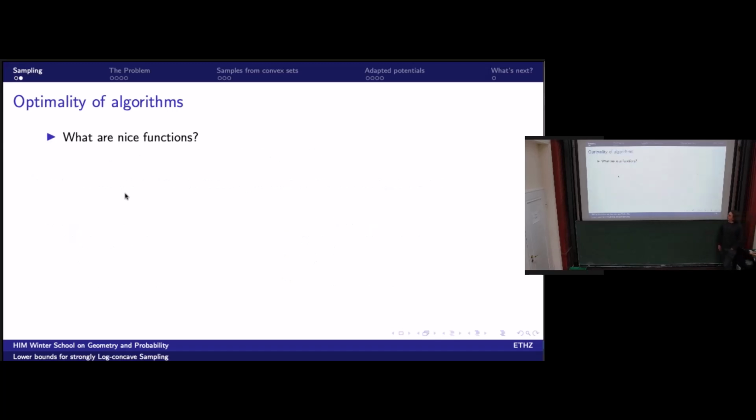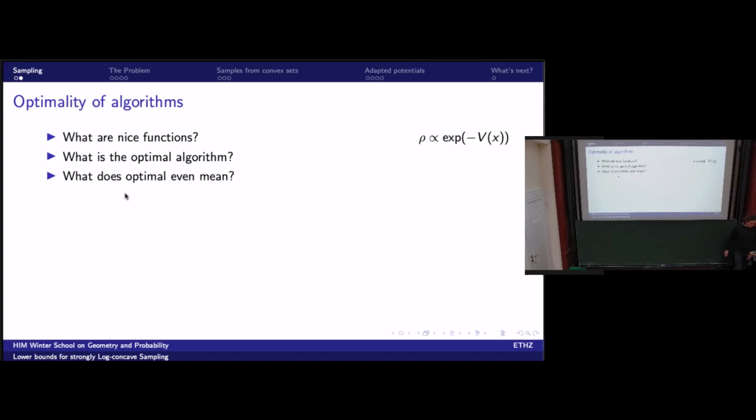In order to define optimality, I said that we have nice densities. What are nice densities or nice functions for us? For us, they're going to be log-concave functions. So they're going to be densities that are proportional to e to the minus v, where v is a convex function. And what is the optimal algorithm? Well, this is a very ill-defined question because I haven't told you what optimal even means. For me, optimal is going to be about how many times I have to ask for the value of this density. So I'm going to try to minimize how many times I query v and grad v.